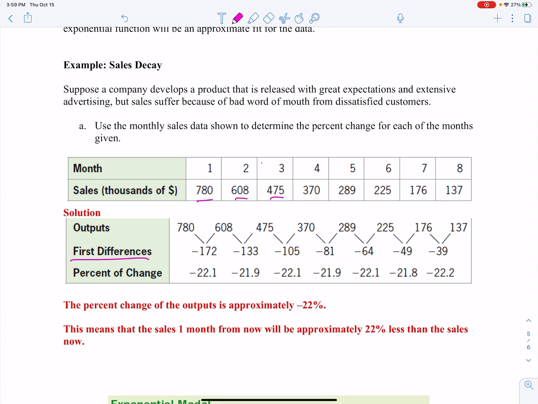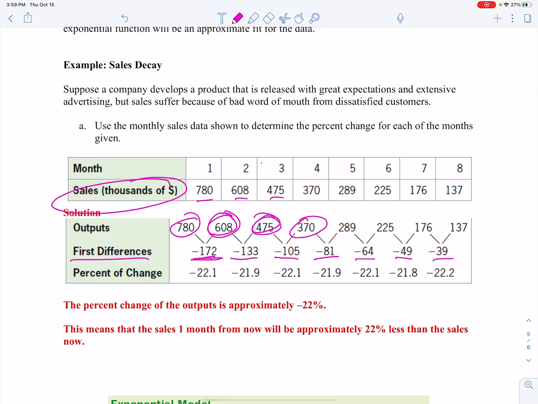In other words, how did we get from 780 to 608? Notice we subtract 172. Next step, how do we go from 608 to 475? We subtract 133, and we keep doing this. We keep seeing what's the difference. What are we subtracting each time, or adding, depending on the problem, of course. So these are all the differences between each of these sales outputs per month.